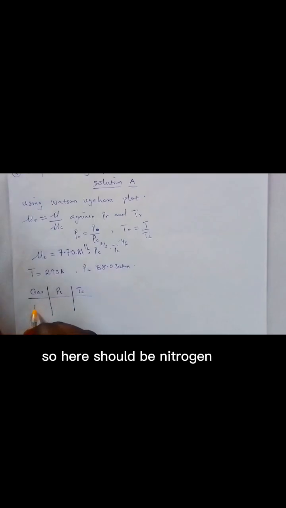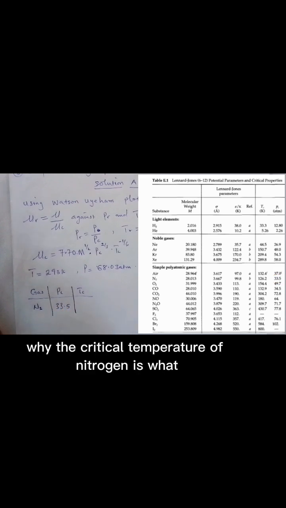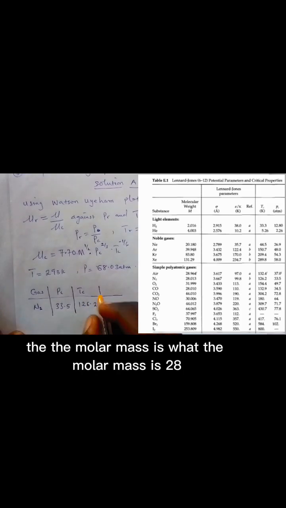So here should be nitrogen, because the gas we have here is nitrogen. So the critical pressure of nitrogen is what? 33.5. While the critical temperature of nitrogen is what? 126.2. And the molar mass is 28.